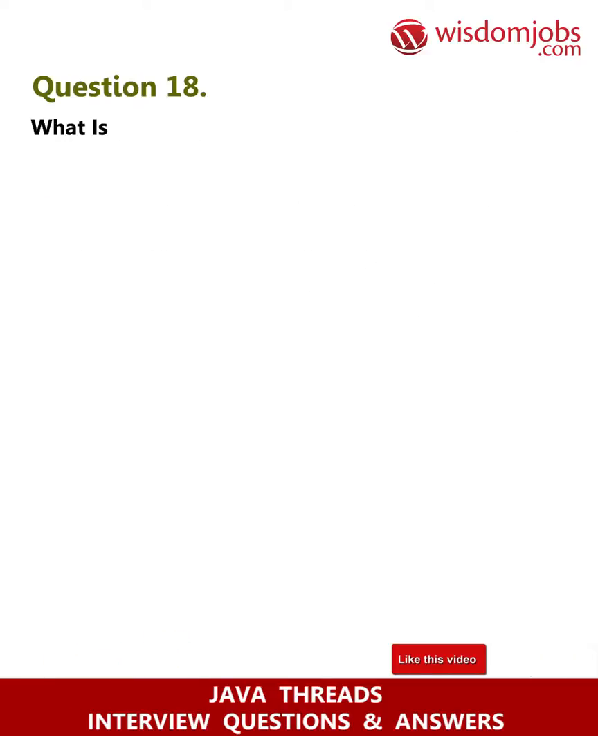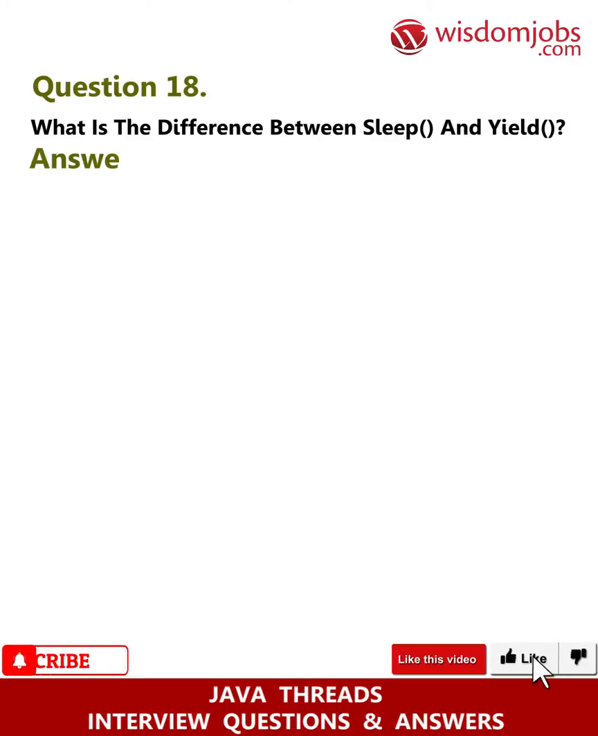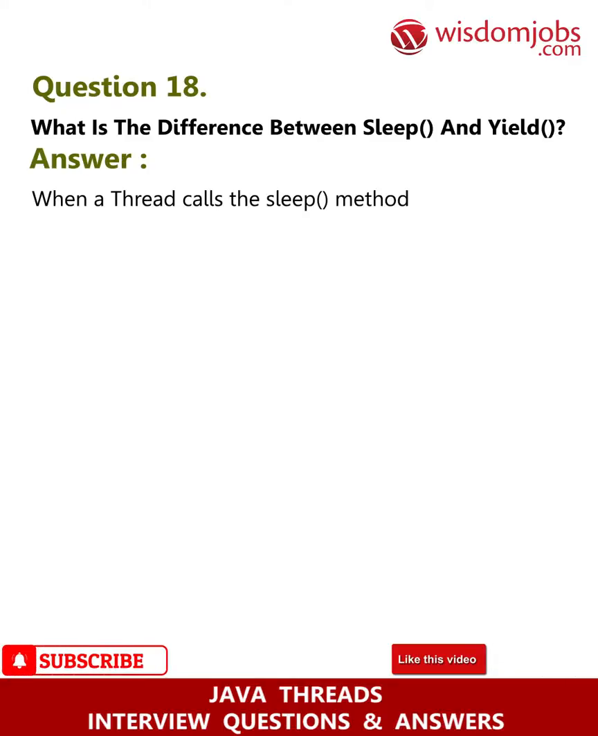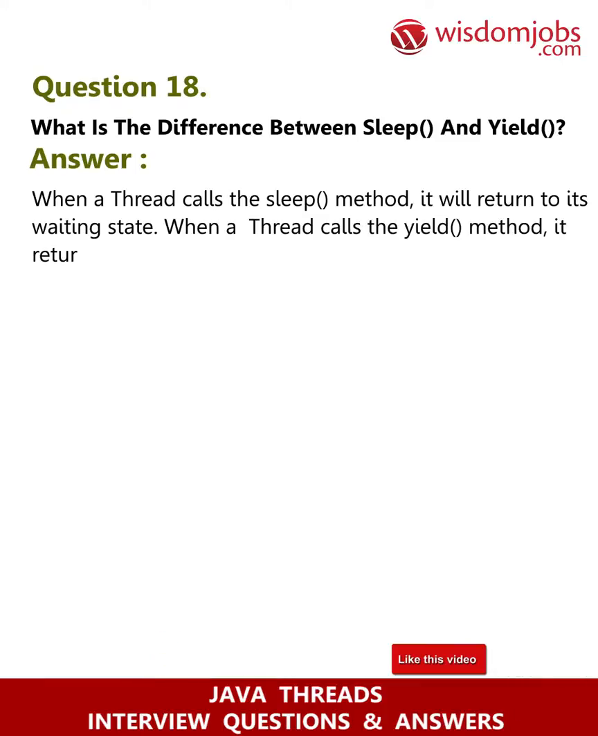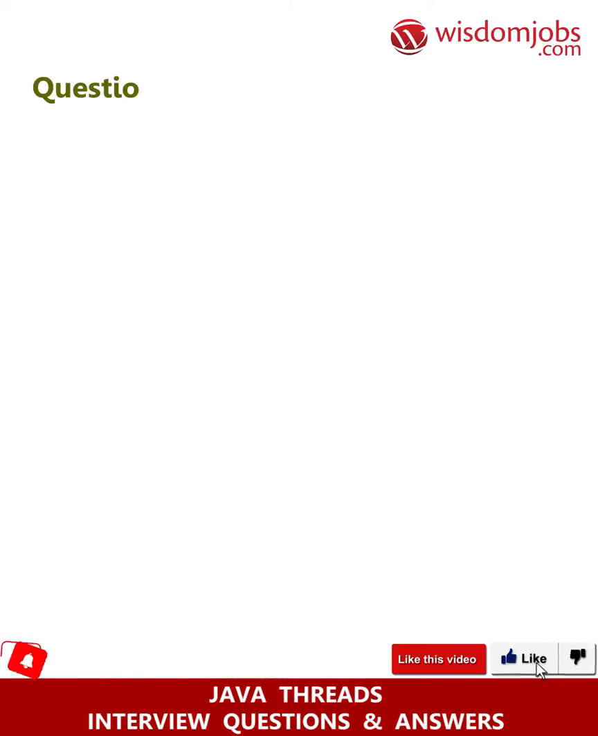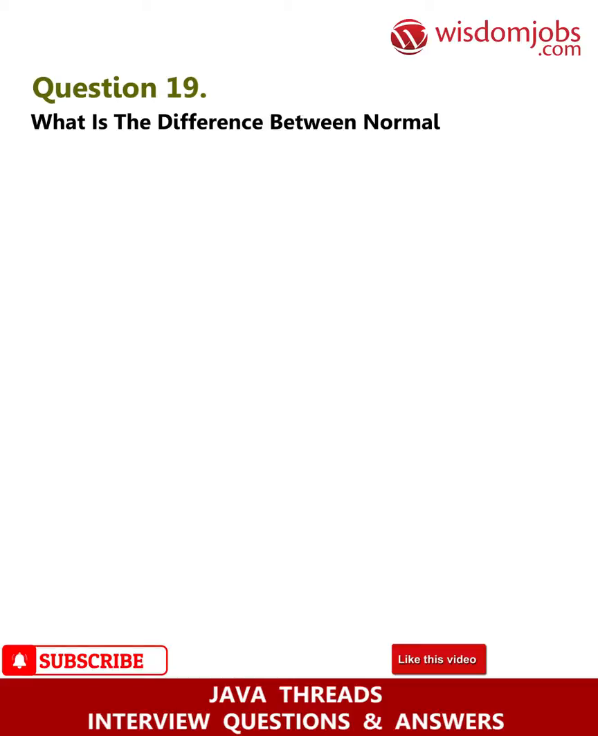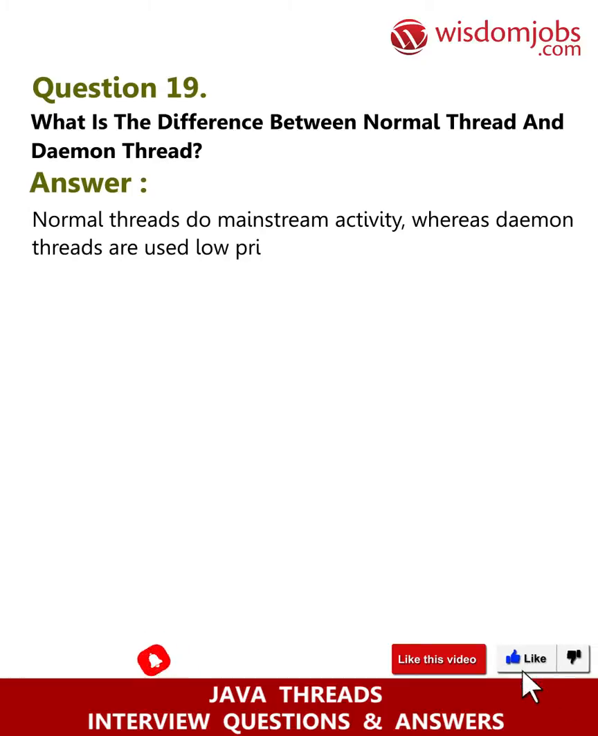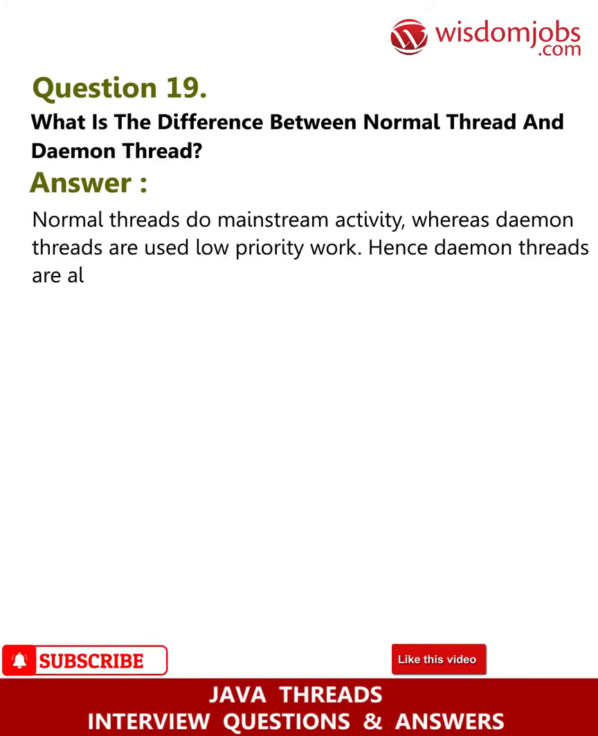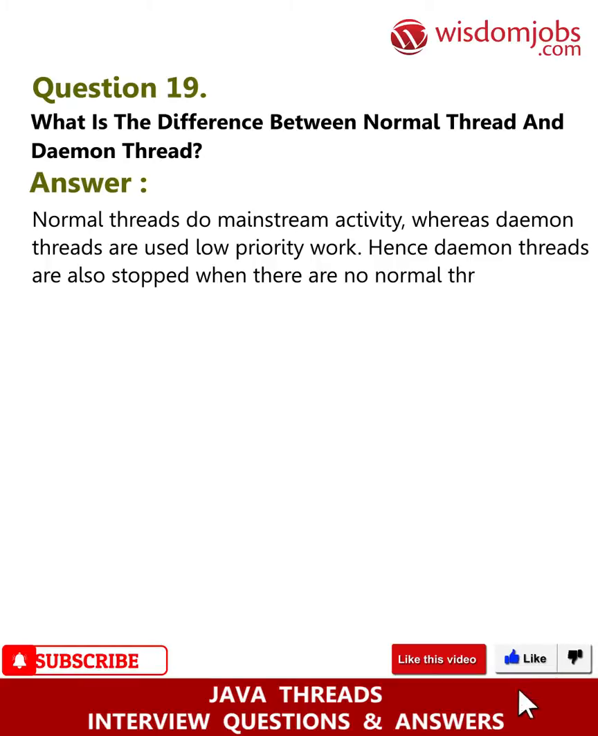Question 18. What is the difference between sleep and yield? Answer: when a thread calls the sleep method, it will return to its waiting state. When a thread calls the yield method, it returns to the ready state. Question 19. What is the difference between a normal thread and a daemon thread? Answer: normal threads do mainstream activity, whereas daemon threads are used for low priority work. Hence, daemon threads are also stopped when there are no normal threads.